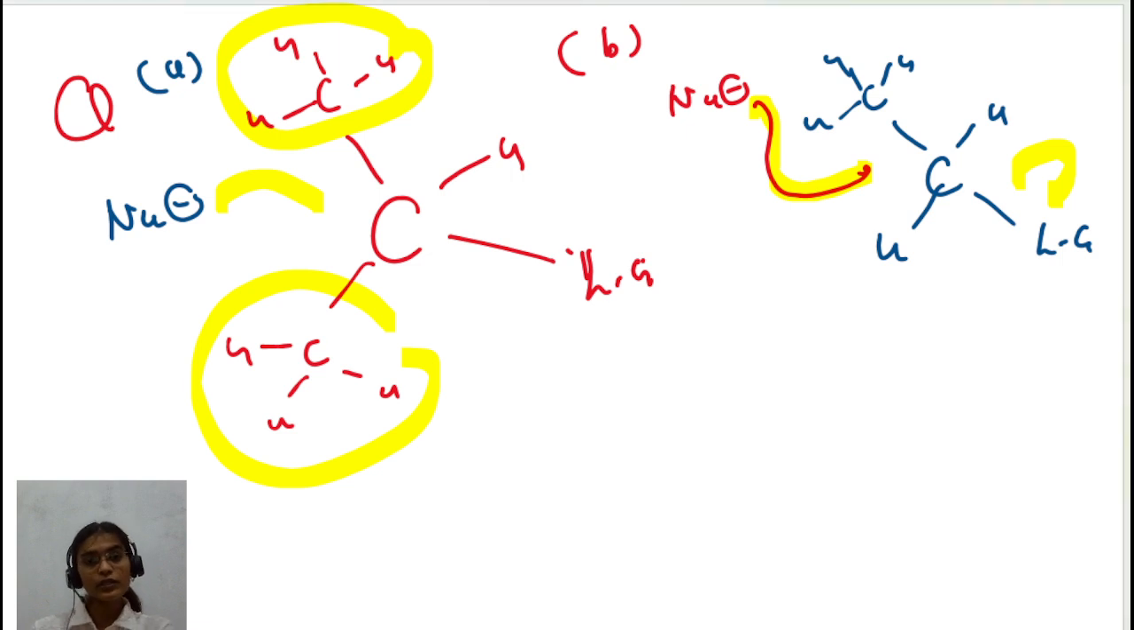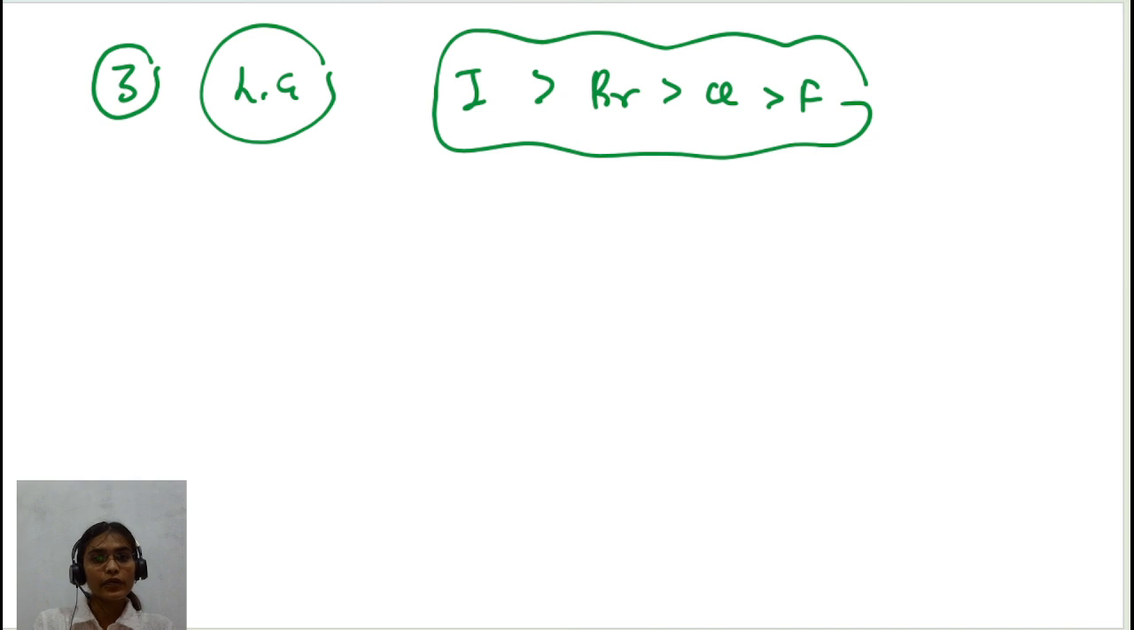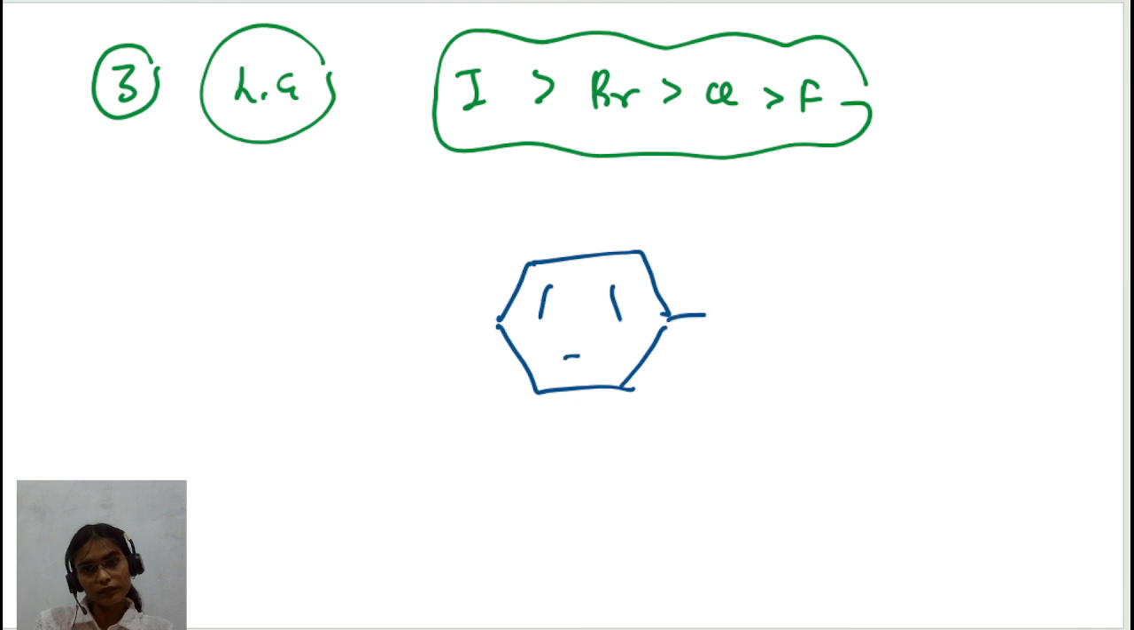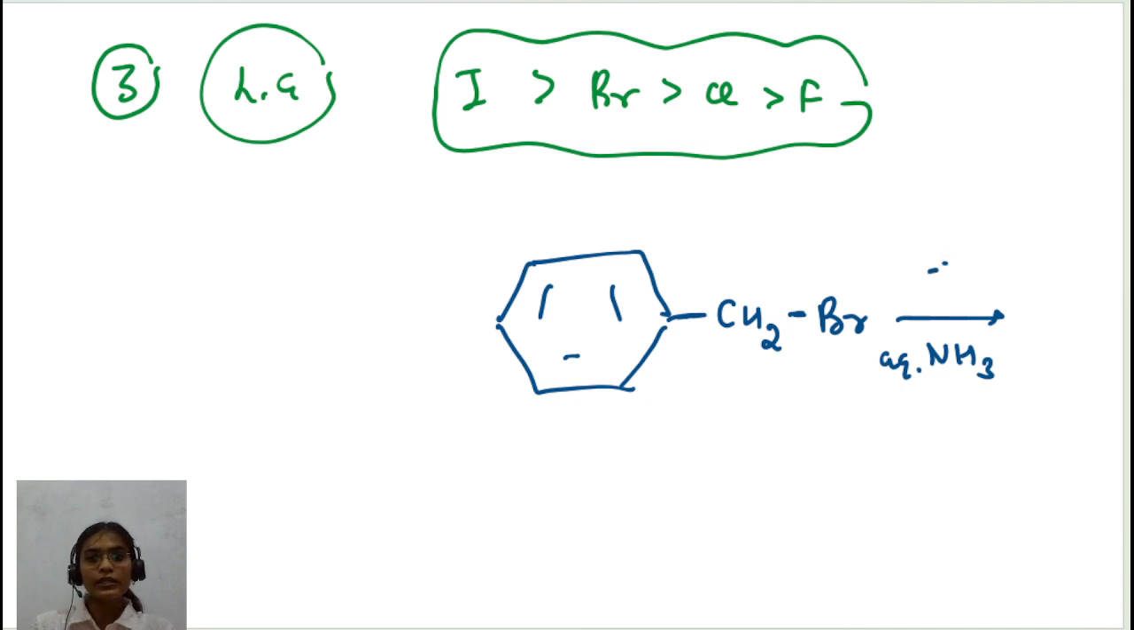But now the next question: how to identify? For example, let's suppose I give you a kind of option. This is a question for you, just try to answer this. Can you tell me, in this question, does the product formation follow the SN1 mechanism or the SN2 mechanism?